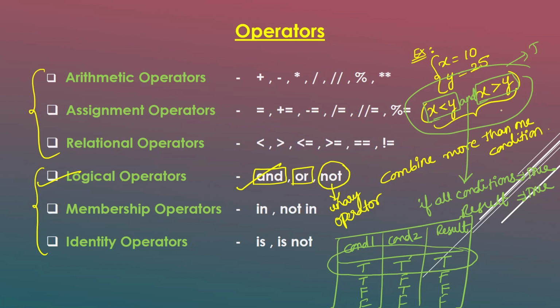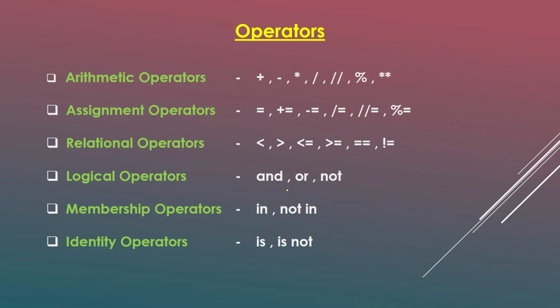So what is the output for this? What is the value of x here? 10 less than, what is the y value? 25. And one more condition, 10 greater than 25. Here, this condition's output is true, and this condition's output is false. So when we are using the AND operator, the complete output returns false only. This is the AND operator.